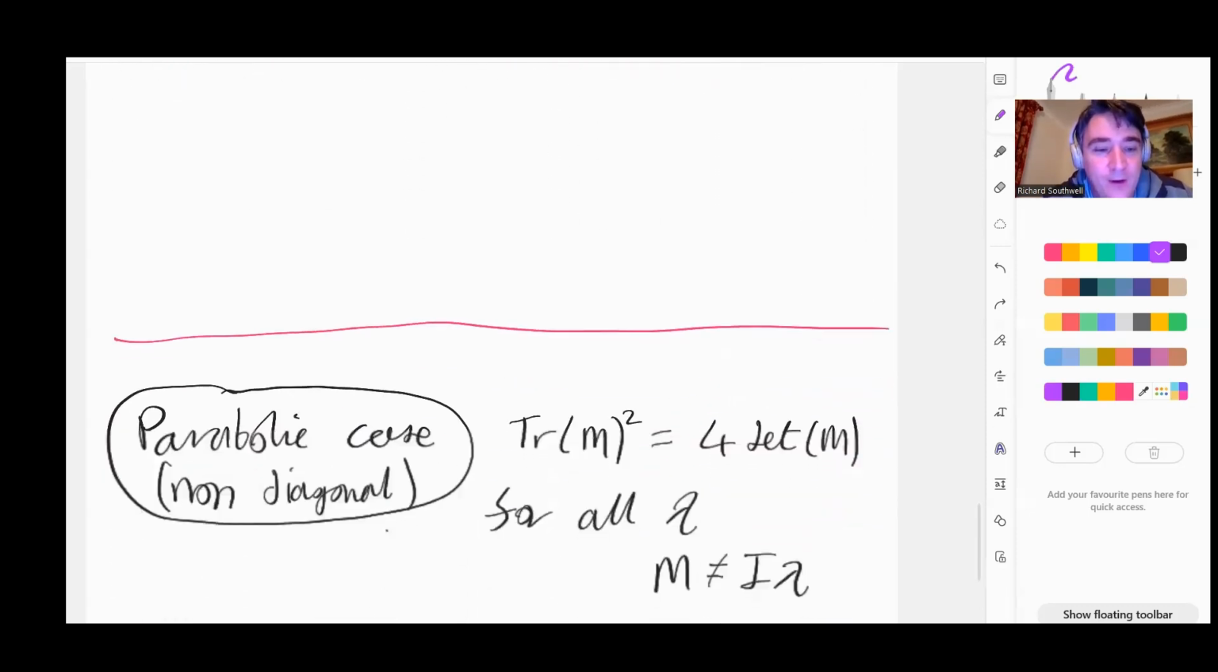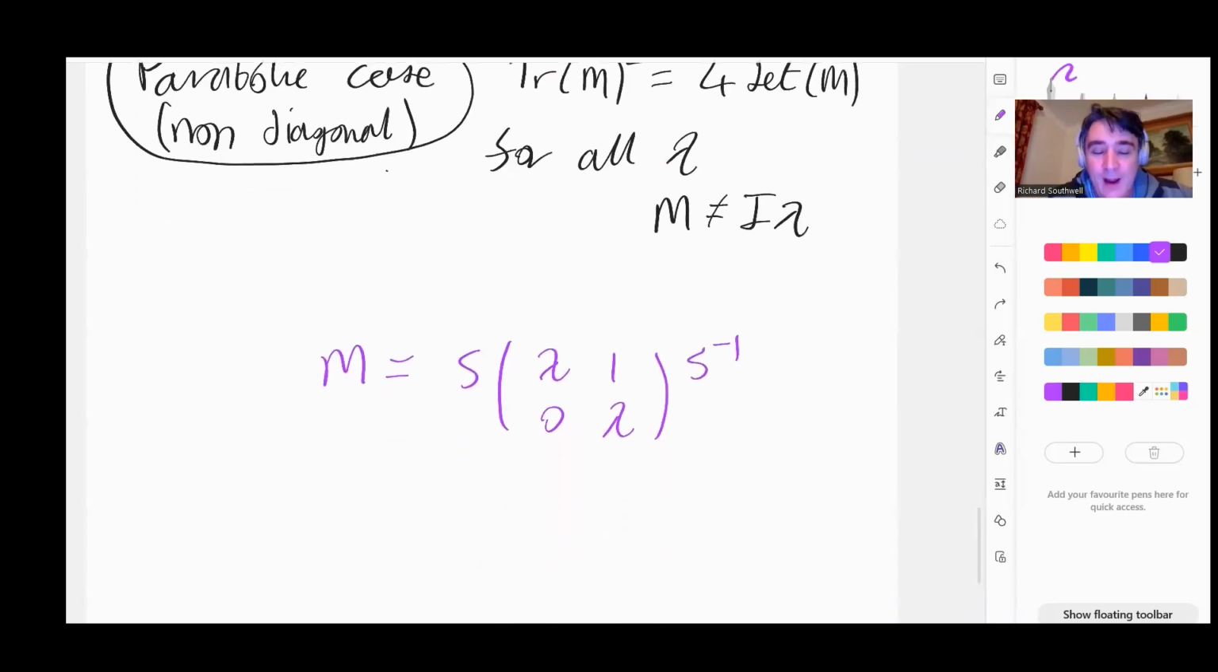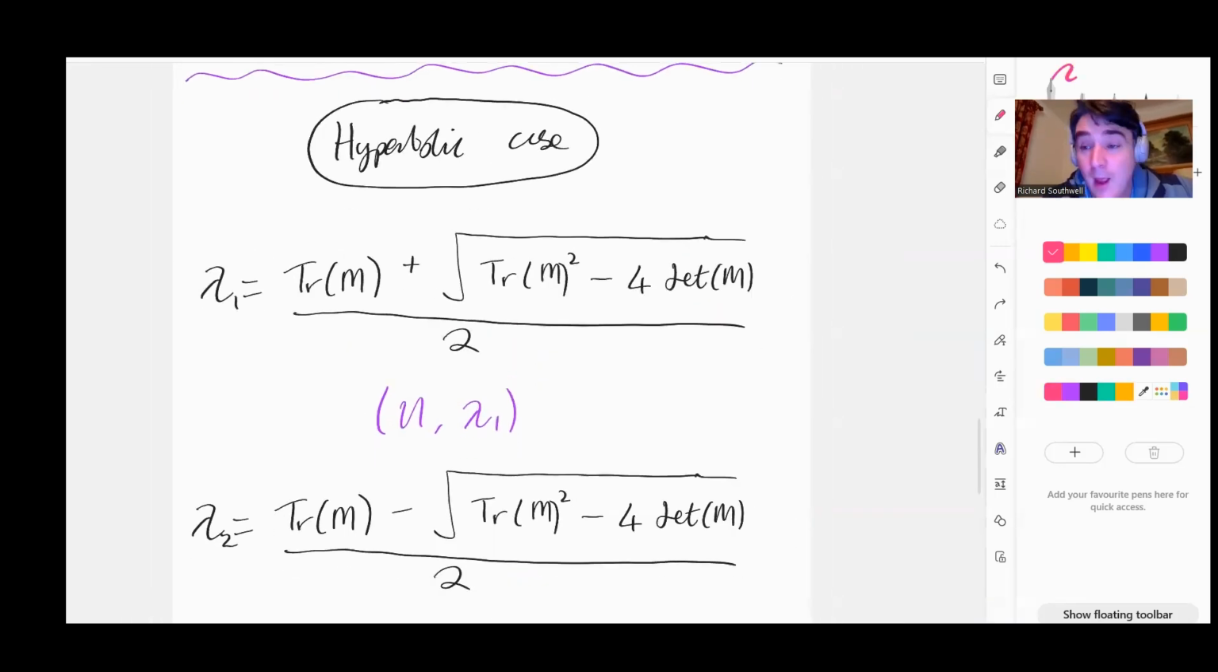The final case to deal with is this one. It's called the parabolic non-diagonal case. This is where we have a similar relationship between the trace and the determinant, but in this case, our matrix is not diagonal. And it turns out in this case that our matrix is similar to a matrix like this.